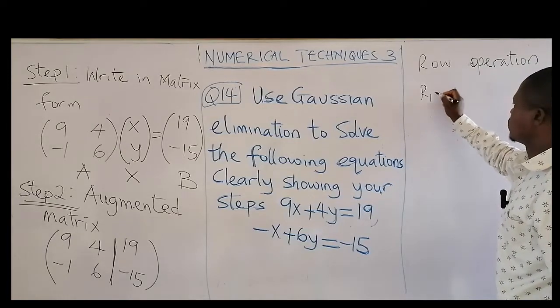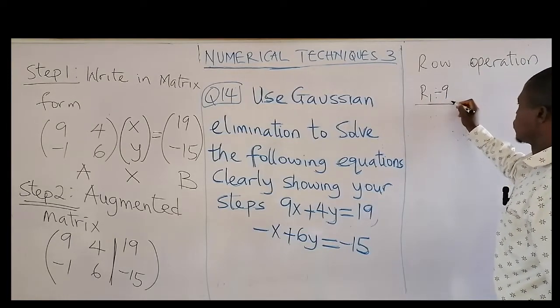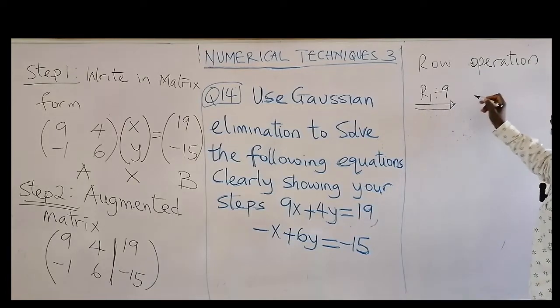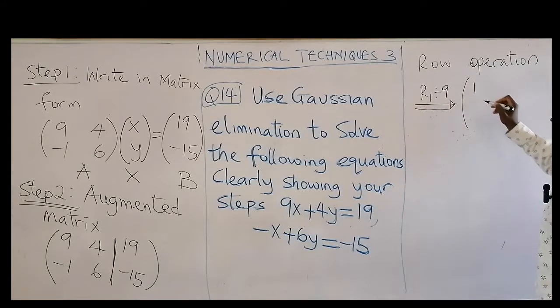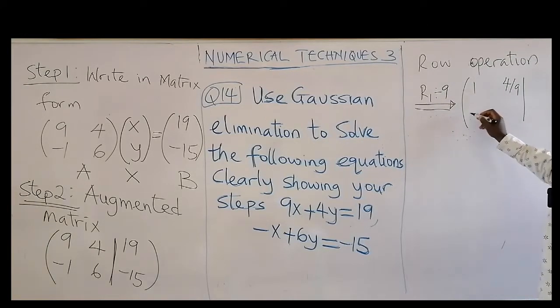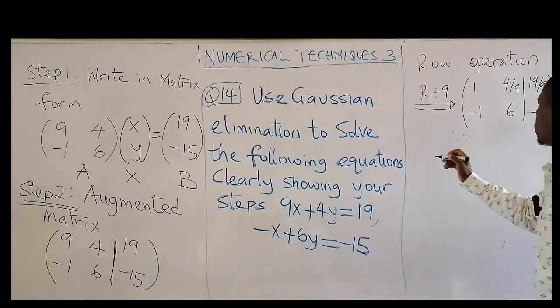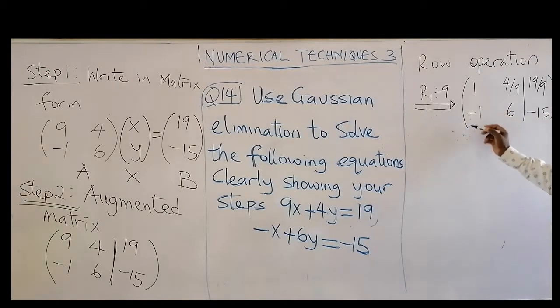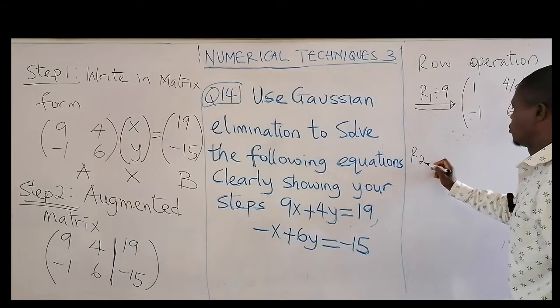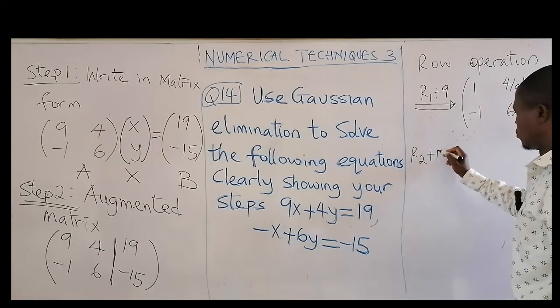So, step 1: Row 1 divided by 9. Let's see what we get. We have 1, 4 over 9, 19 over 9. Then minus 1, 6, and minus 15. Then the next thing to do, to make this place 0, is row 2 plus row 1.